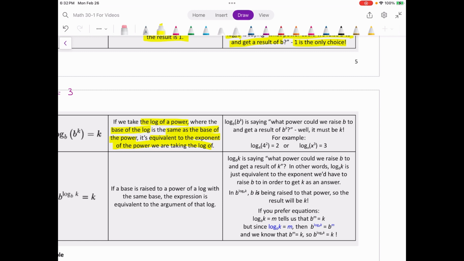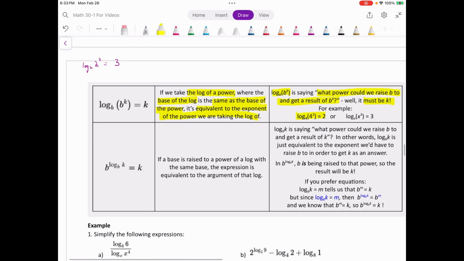So log base b of b to the k is saying, what power could we raise b to and get a result of b to the k? Well, it's got to be k. Log base 4 of 4 to the power of 2, I can tell right away that it's 2. The answer is 2, or this is equivalent to 2 anyway. Log base x of x cubed, the answer is 3. It doesn't matter what x is, because x to the power of what equals x to the power of 3? Well, it's got to be 3. Log base x of x cubed has to be 3.